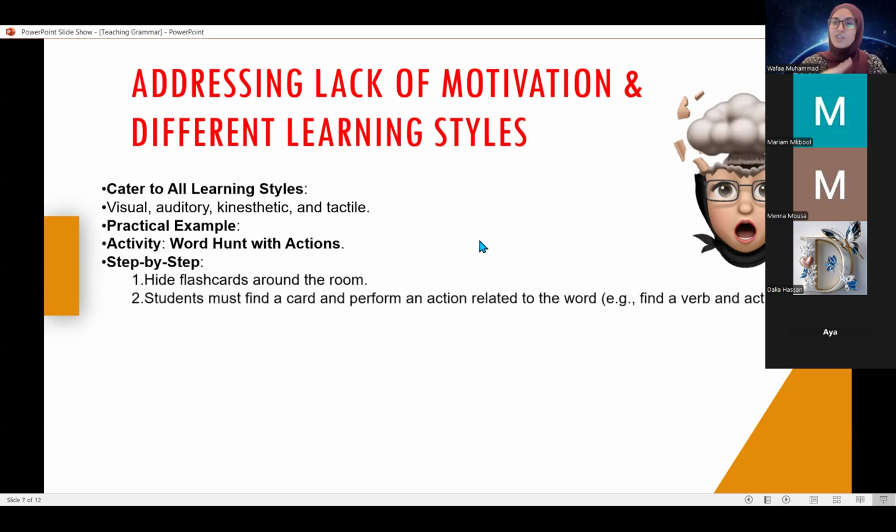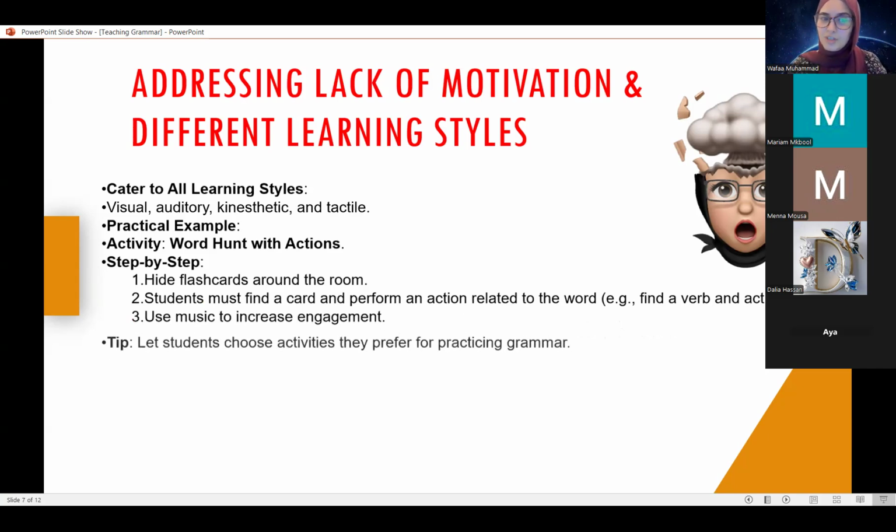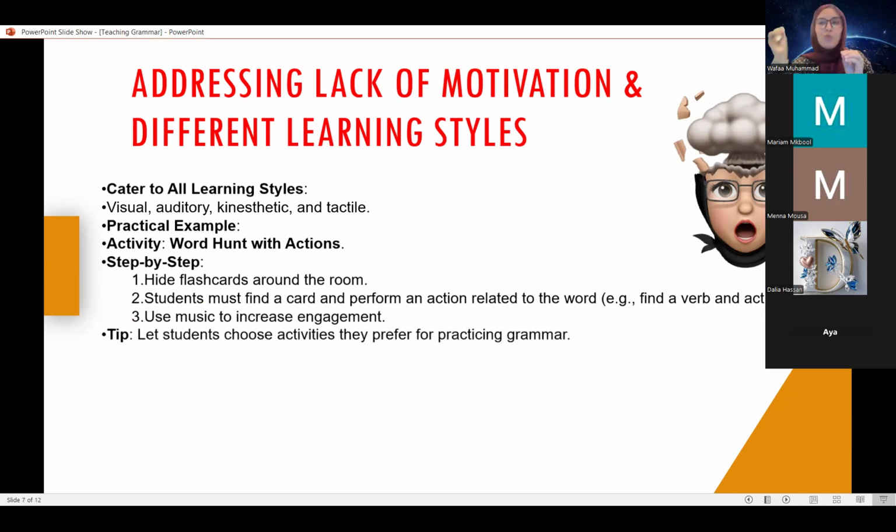You can hide some flashcards around the class, and you ask the students to try to find these cards around the class, or maybe outside if you're allowed. After they do that, they say the word and make the action. Or maybe you ask them to make a sentence using the verb or the noun they have found. You get it? So a lot of things you can do out of one game. And you can use the game in different ways.